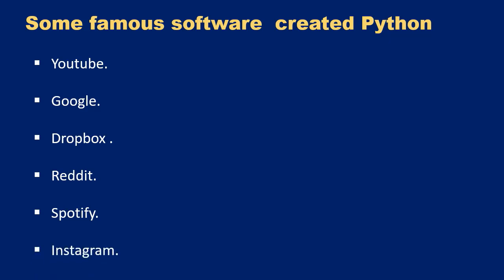Instagram is very popular. It has both an app side and also a website as well. And these are just a few list items of software that were created using Python. There are so many others, but these are just some few that you may have come across.